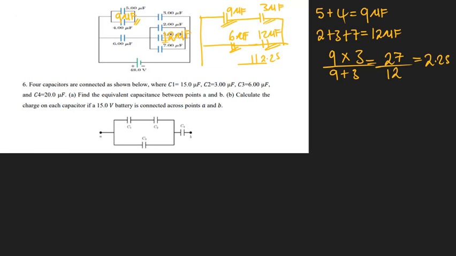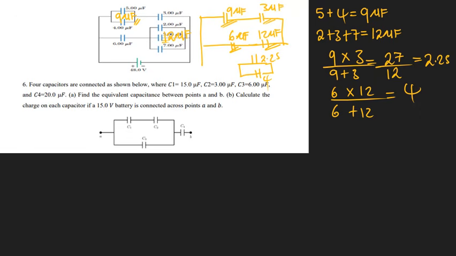Then we can work out underneath. The capacitor underneath is going to be 6 multiplied by 12 all over 6 plus 12. 6 multiplied by 12 is 72. Then 6 plus 12 is 18. 72 divided by 18, we are going to have a 4. So we're going to have a 4 here.